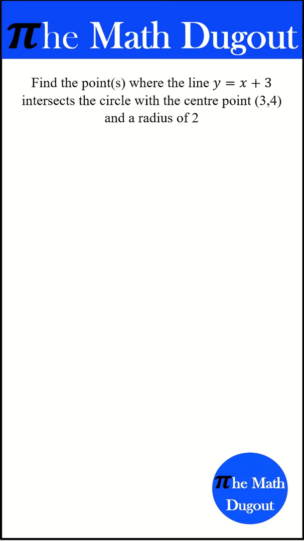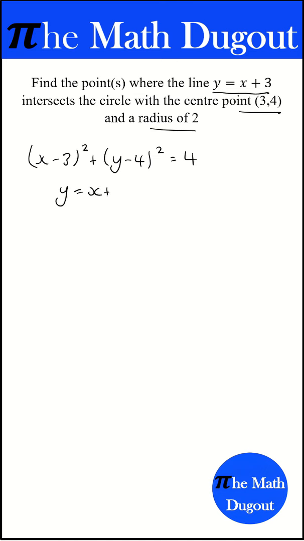So here we need to find the point or the points where this line is going to intersect the circle with this center point and this radius. So a circle with that specific center point and a radius of 2 is going to have the equation (x - 3)² + (y - 4)² = 2², which is 4. And we need to know when that intersects the line y = x + 3.